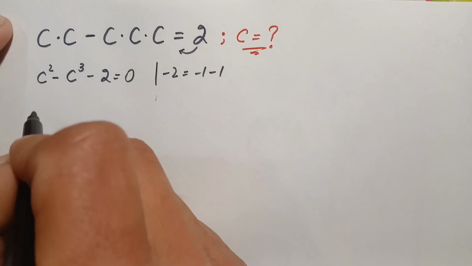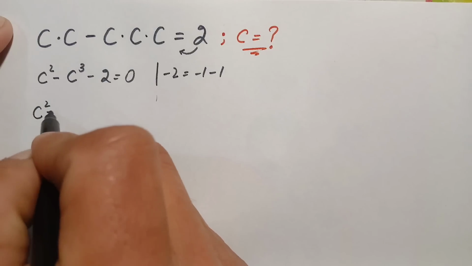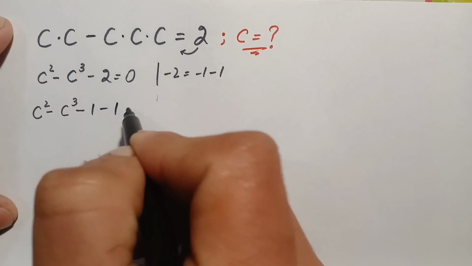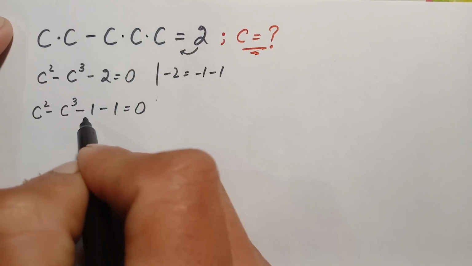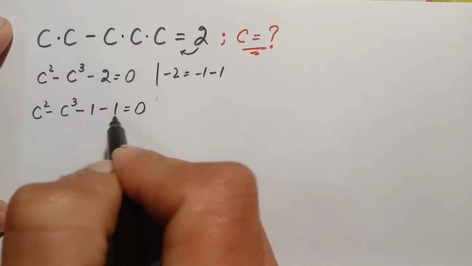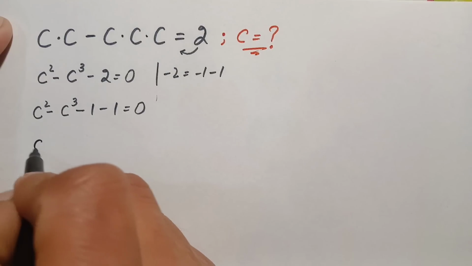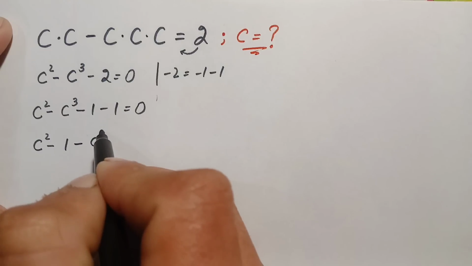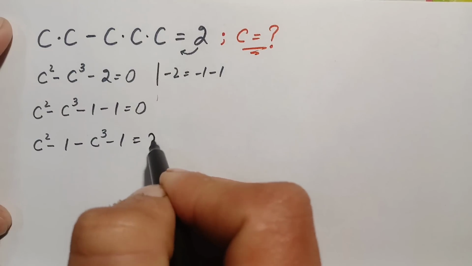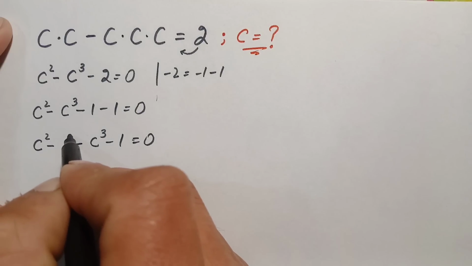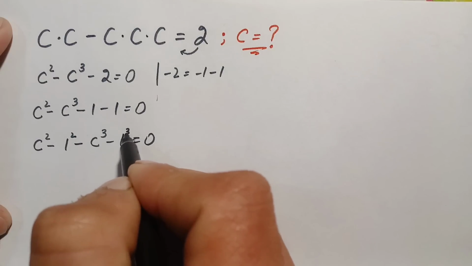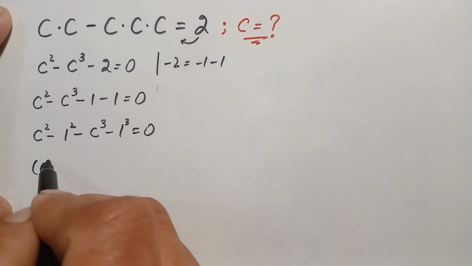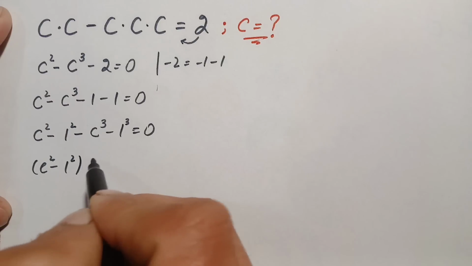So this equation will become c square minus c cube minus 1 minus 1 is equal to 0. Let us combine this one with c square and this one with c cube. So this will become c square minus 1 minus c cube minus 1 is equal to 0. And we can write this one as 1 square and this one as 1 cube. So next we can write this equation as c square minus 1 square.